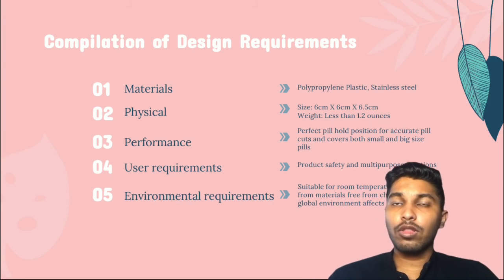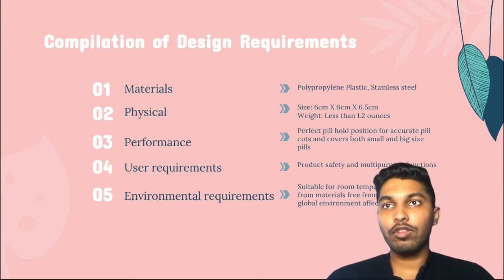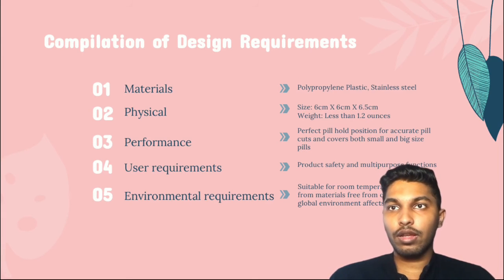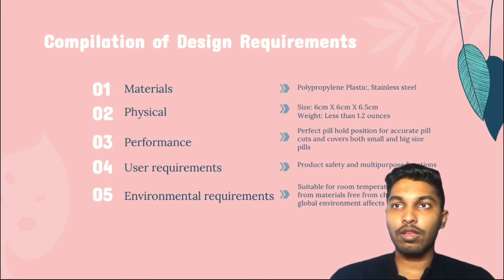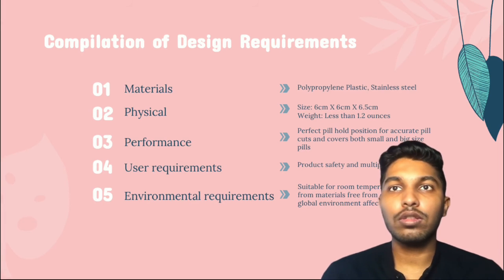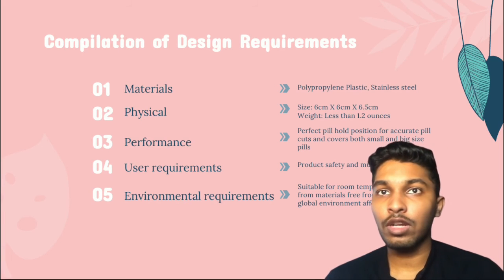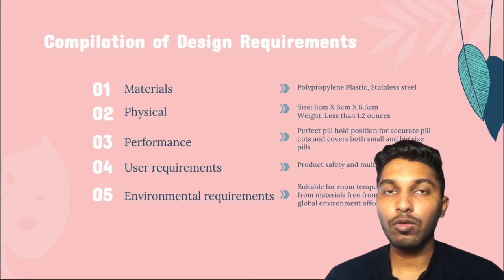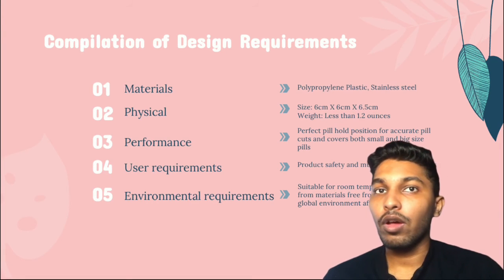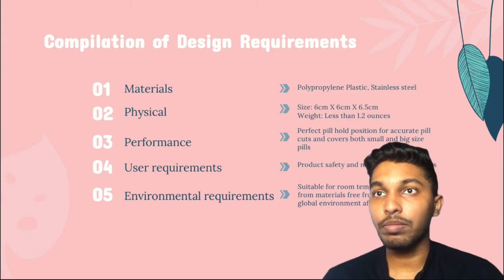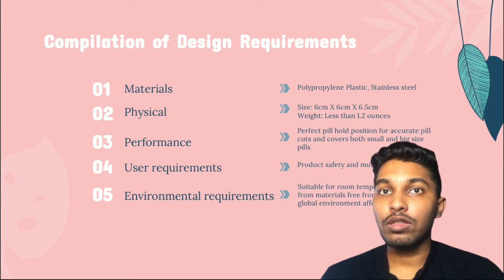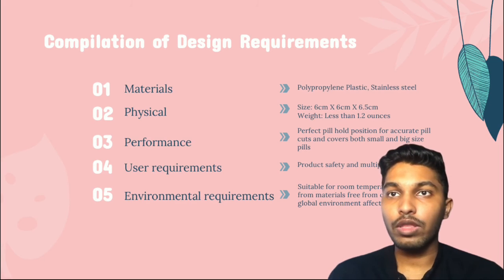In terms of performance, the potential users wanted a pill cutter that cuts pills accurately and covers both big size and small size pills. So we decided to add 2 sharp stainless steel blades that can cover both small size and big size pills, which can also cut the pills accurately. User requirements: we found out from the survey that customers wanted the pill cutter to be safe to use and multi-purpose. So we decided to make the sharp stainless steel not exposed and place it inside the cover to make it safer to use. Also, we add 3 extra functions to make it multi-purpose: a grinder, storage and dispenser along with the pill cutter.